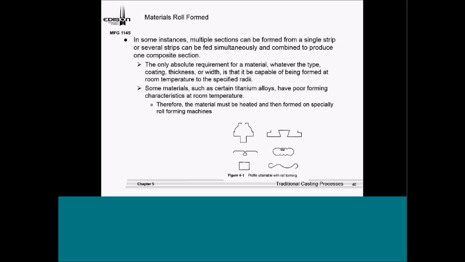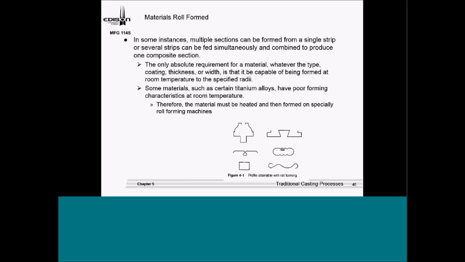All right. This just shows you various materials that can be formed, what can be done. It talks about multiple sections that can be formed from a single strip, or several strips fed simultaneously to produce one composite section. And the only absolute requirement is that the material, whatever the type, coating, thickness or width, be capable of being formed. It talks here about how certain titanium alloys have poor forming characteristics at room temperature, therefore they've got to be heated and then formed, especially in a roll forming machine.